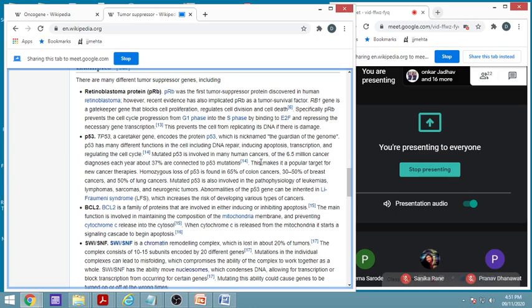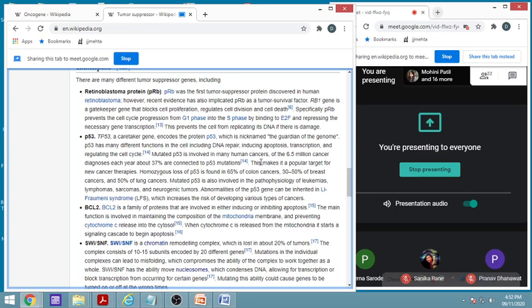Then p53 is a very popular one. It is implicated in many cancers and many places. It encodes the protein p53, which is nicknamed the guardian of the genome. Very useful, very important. It has many different functions in the cell, including DNA repair, induction of apoptosis, transcription and regulating the cell cycle. If p53 is mutated, it is involved in many human cancers.